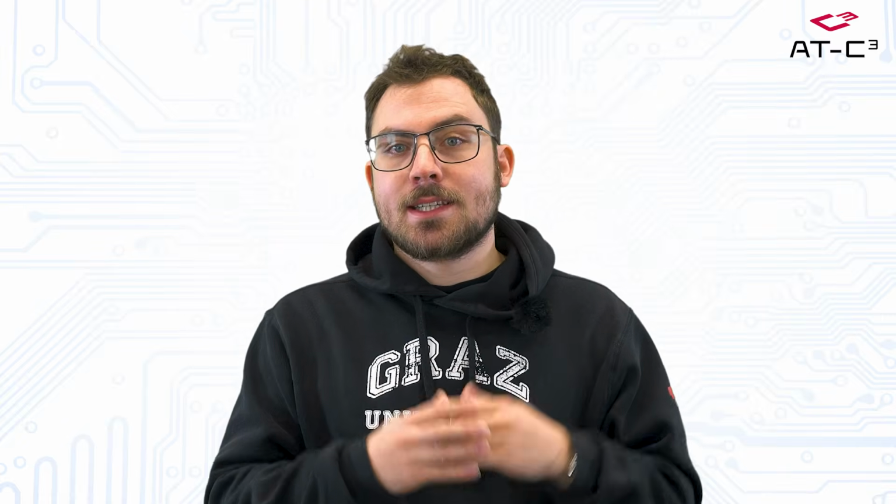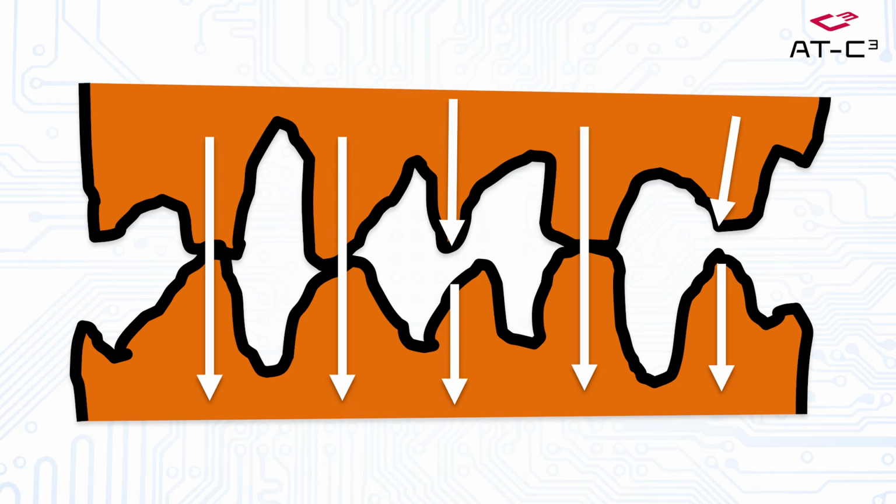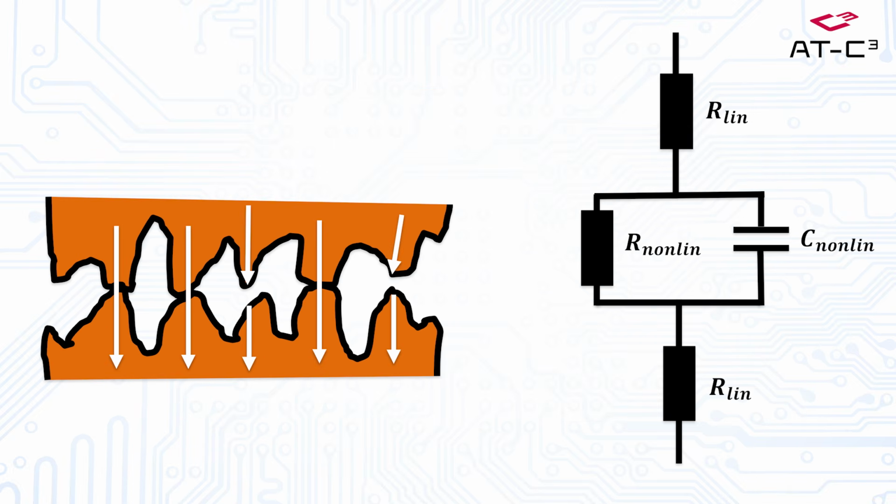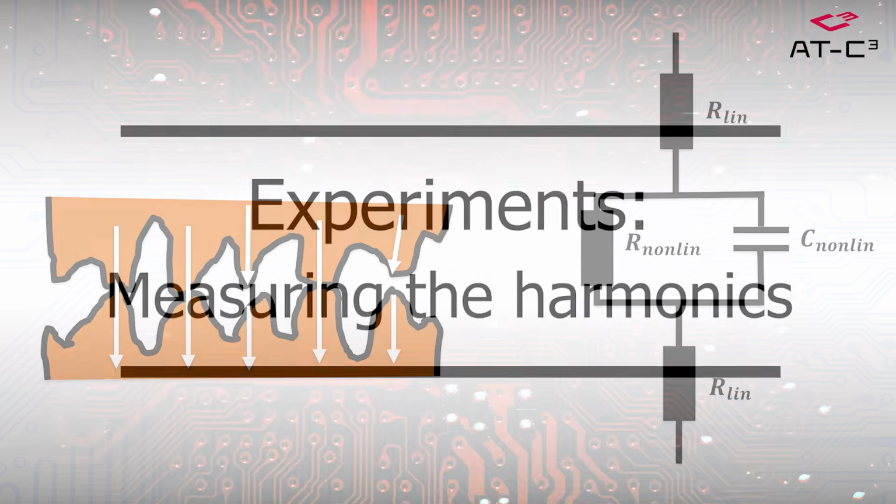Nonlinear capacitance is not the only source of harmonic distortion. As we can see here, we have two interfaces in contact. These interfaces are not perfectly smooth. As a result, the contacts can be modeled as a nonlinear resistance in parallel with a nonlinear capacitance. When an RF signal passes through such an interface, these nonlinearities lead to the generation of harmonic distortion.